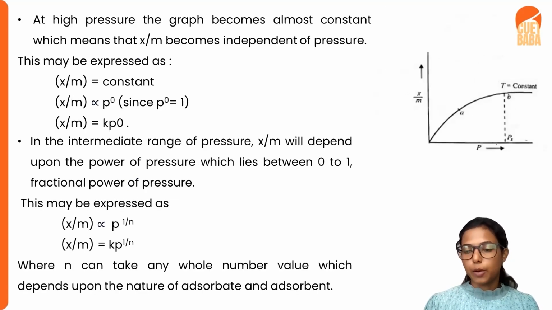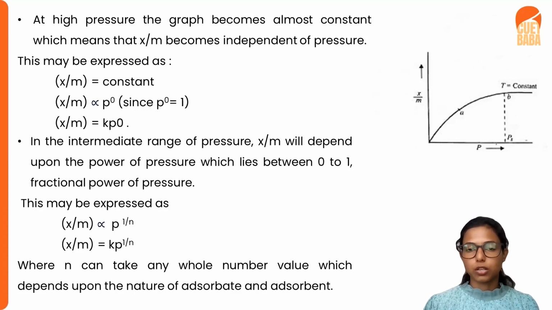But at higher pressure, we can see that even when we increase the pressure, there is no rapid change in the mass of the adsorbate adsorbed on the adsorbent surface. So at higher pressure, the graph becomes almost constant. That is, it becomes almost parallel to the x-axis, that is the pressure axis, which means that X by M will become independent of the pressure. So it may be expressed as X by M will be a constant, and X by M will be proportional to P raised to 0.